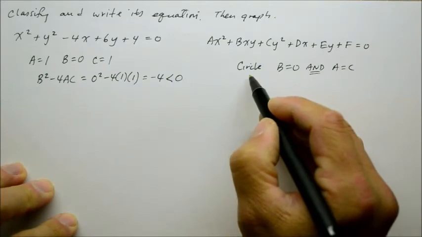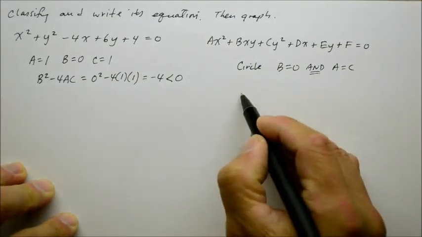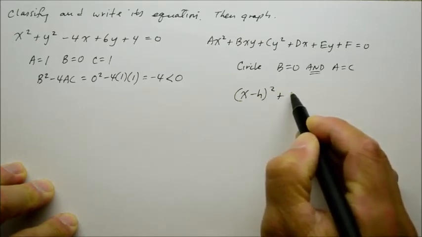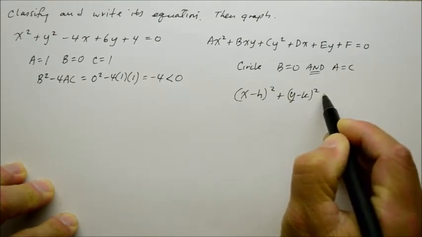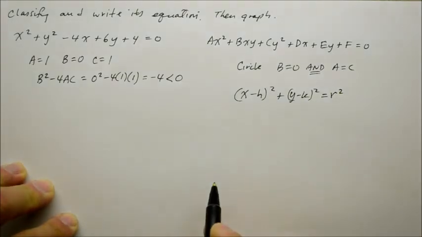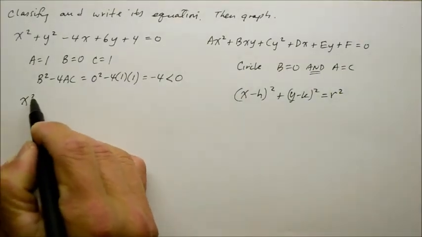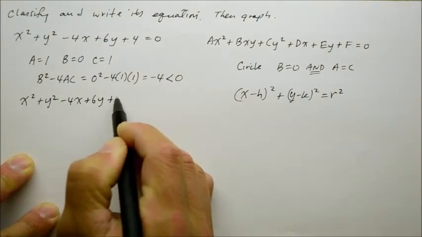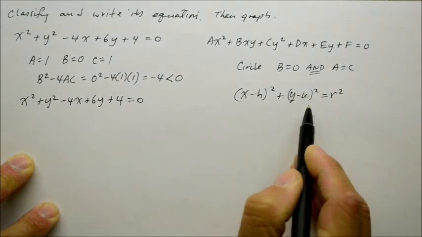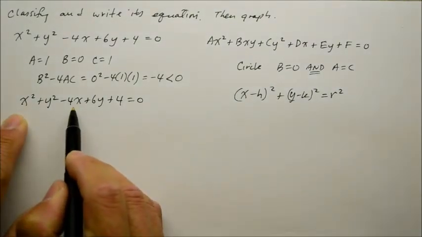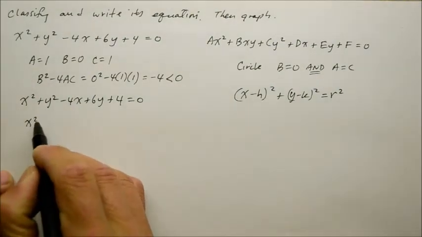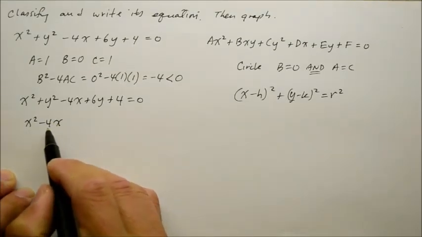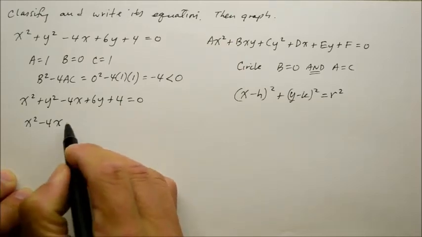So it's a circle. And we are looking for a standard form that goes x minus h squared plus y minus k squared equals r squared. So we'll take that standard form, x squared plus y squared minus 4x plus 6y plus 4 equals 0, and start making it into this. But first, let's regroup this. So we got x squared minus 4x. And what's half of the 4? It's 2. 2 squared is 4.